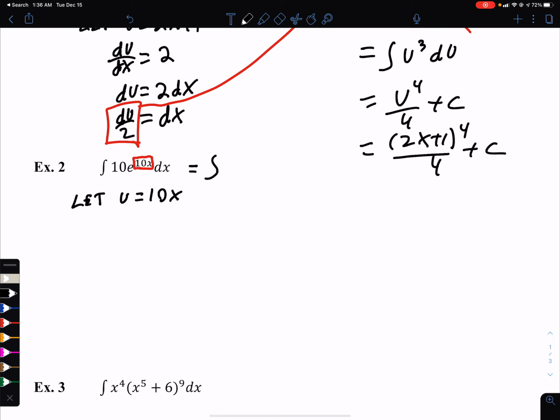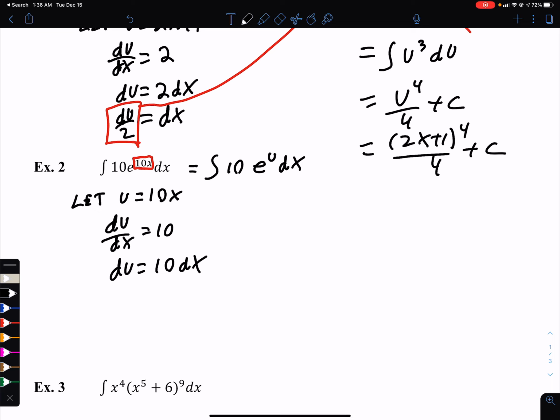And the great thing that does for us is it becomes e to the u, which I like, but we have the issue again with the dx. I don't want a dx, I want a du. So du dx would be 10, so du would be 10 dx. And fortunately, look at that. That is equivalent to du. So I'm going to replace that with du. So I have e to the u, and the red part becomes du.